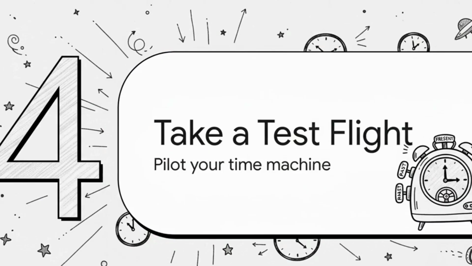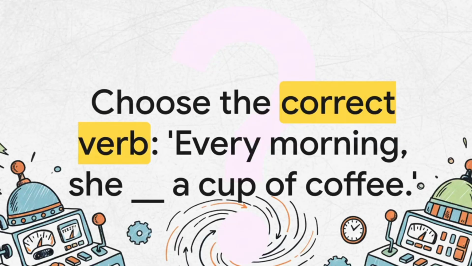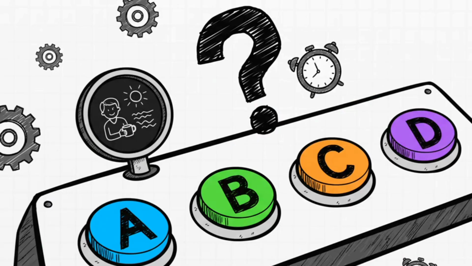All right, you've seen the controls for the past, present, and future. You've been through the training. Now it's your turn. Let's take this time machine for a quick test flight. Okay, first up, take a look at this sentence on your screen. What's the right verb form for an action that happens every single day, like a routine? Okay, the sentence is, every morning she blank a cup of coffee. So what's the missing word? Is it A, drinks, B, drink, C, drank, or D, drinking? Take a second. Think about it.